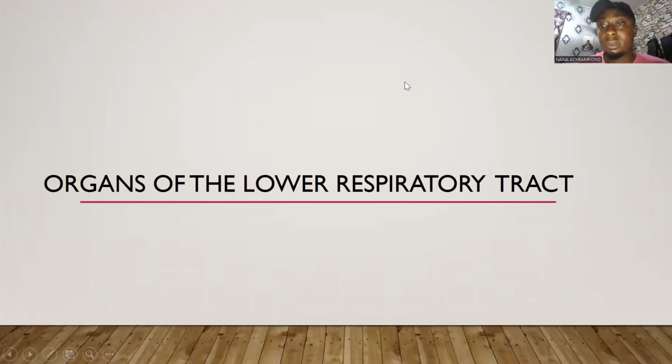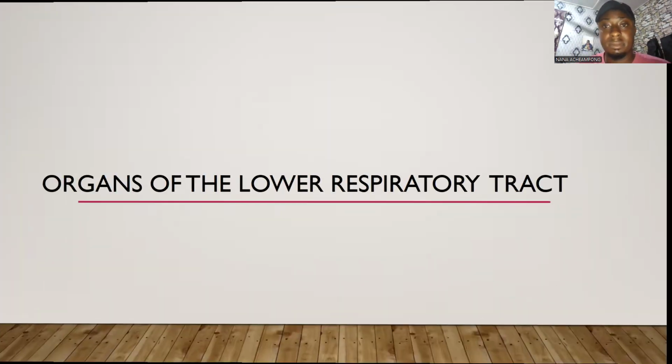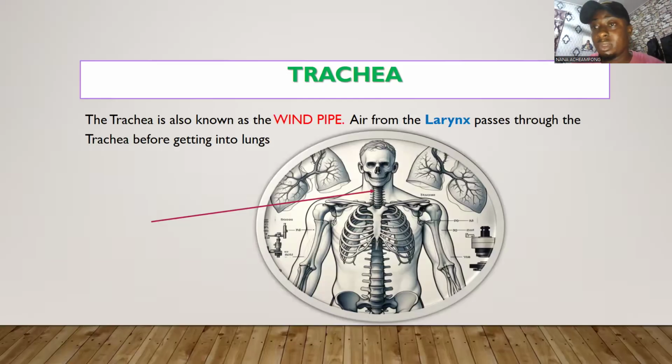So, organs of the lower respiratory tract. The first organ we have is the trachea. Please take note of the pronunciation. The trachea is also known as the windpipe. Air from the larynx passes through the trachea before getting into the lungs. So, that's the function of the trachea. When you look at the direction of the arrow on the picture, that is the trachea.